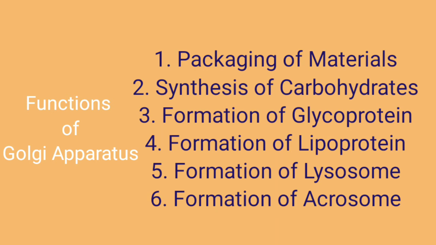Then the third function, that is formation of glycoproteins. It helps the carbohydrates to bond with proteins. As I have said, it helps in modification of the materials that come from the endoplasmic reticulum. So the one which is formed there in the endoplasmic reticulum or in the Golgi apparatus itself gets modified here, and hence a particular molecule called glycoprotein is formed. Now what is glycoprotein? That is the carbohydrate when it forms a molecule with the proteins, that is called the glycoprotein. So that is formed there in the Golgi apparatus.